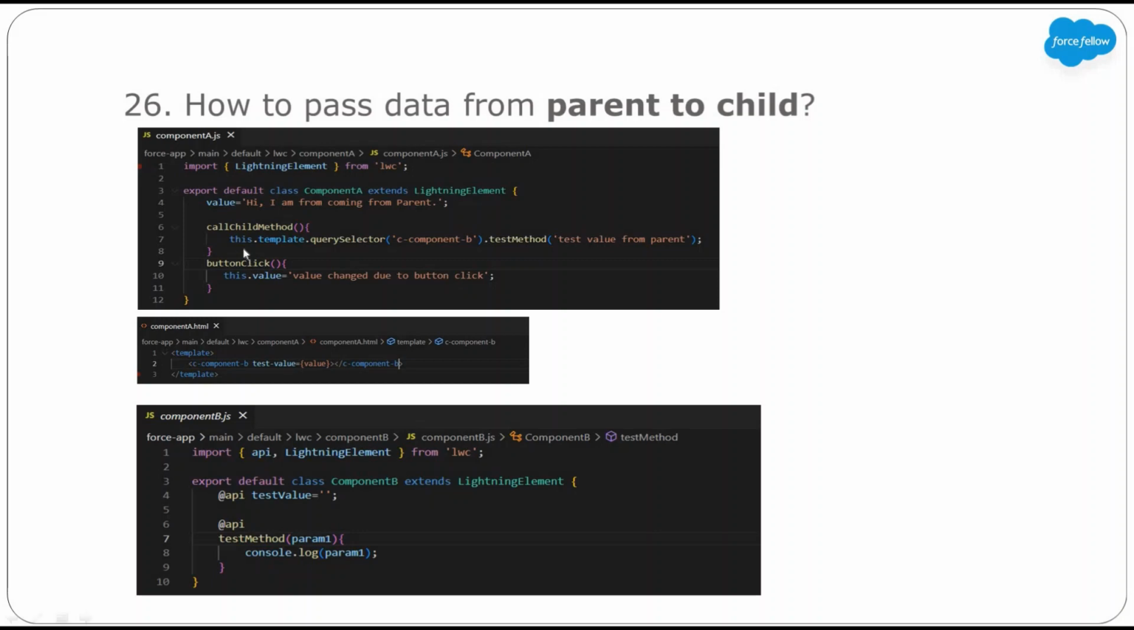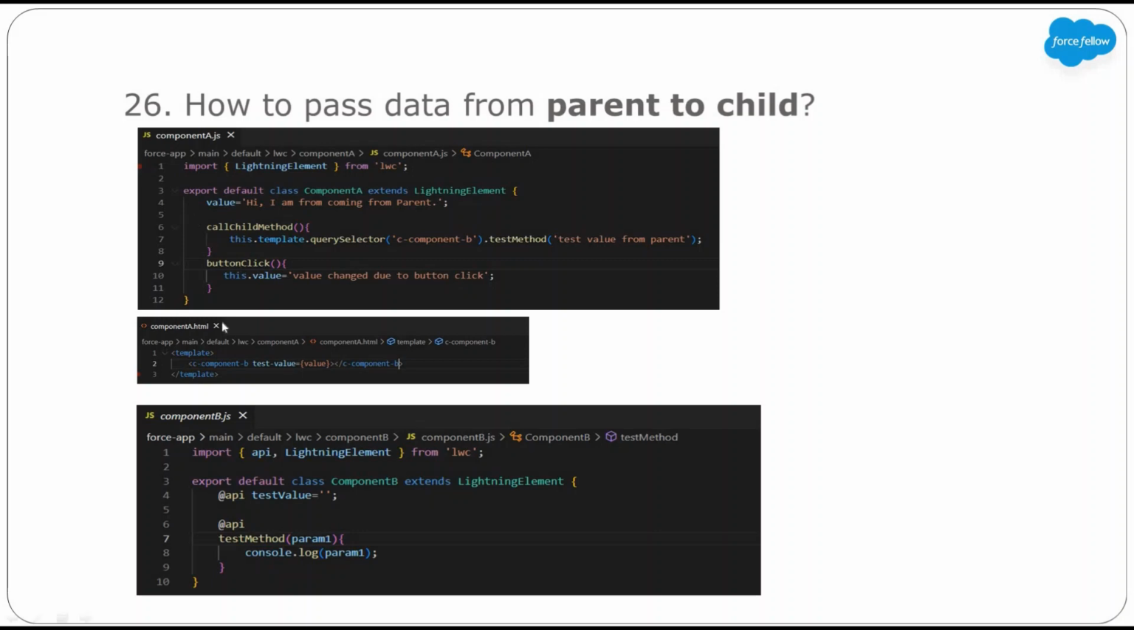And this will also work in reactive behavior, means if the value of this value variable gets changed, in that case the value in the child component will automatically update. For example, on line number 9 we have a method button click. So when this method is called, this variable value will get updated, and due to reactive behavior this child component will also be notified, and the value of this child component will also get updated.